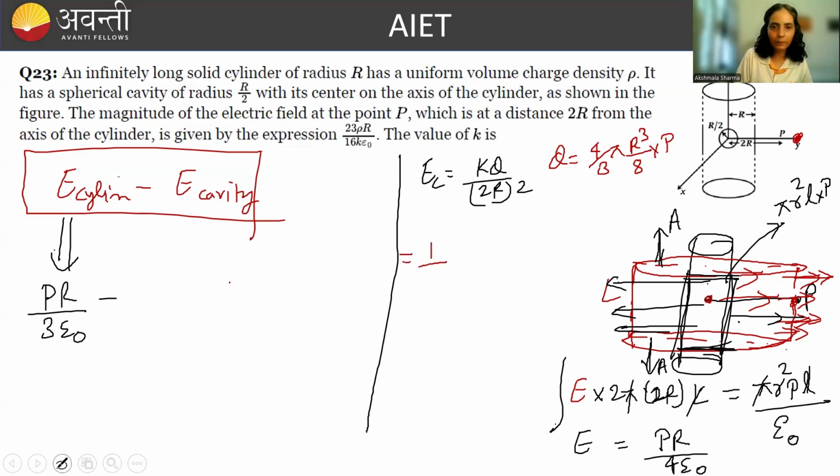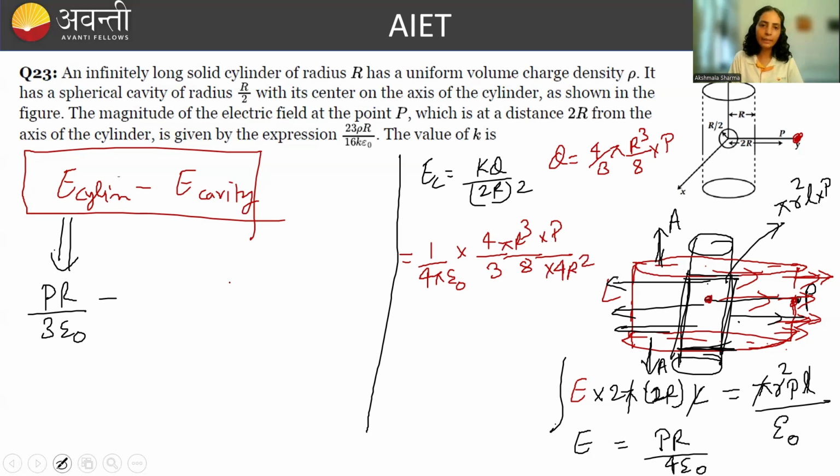Let's write it properly. 1 upon 4 pi epsilon naught into 4 by 3 pi R cube by 8 into rho into 4r का square. ठीक है? Now let's cut the things. Pi cancel होगा, and then this 4 will get cancelled, and what else is remaining here? Sorry, this is 4 here. Sorry. So what thing is remaining here? R square से एक r cancel हो जाएगा.